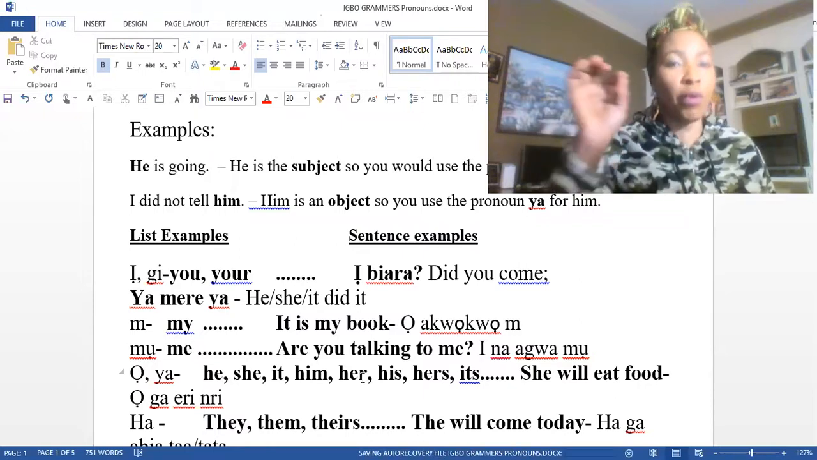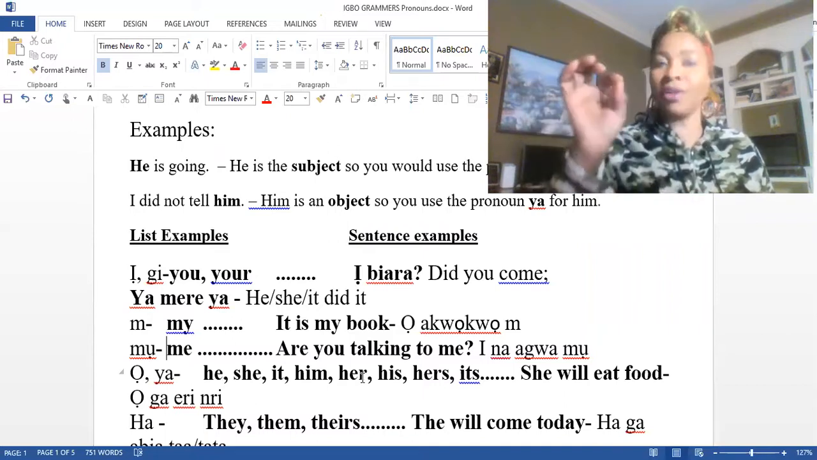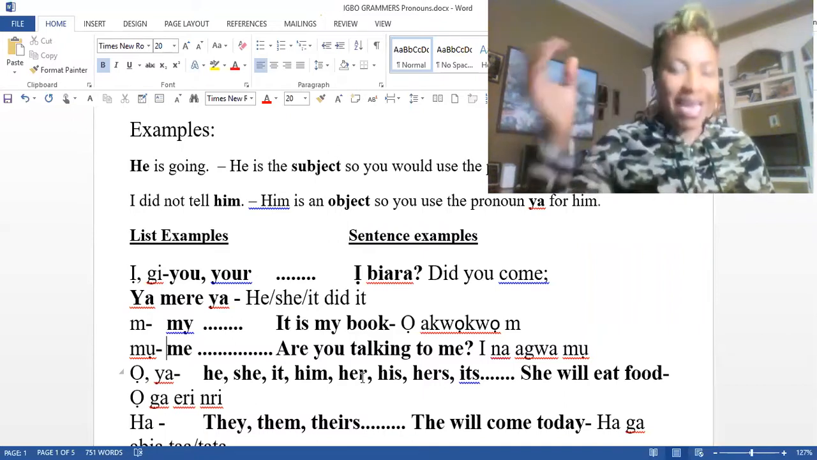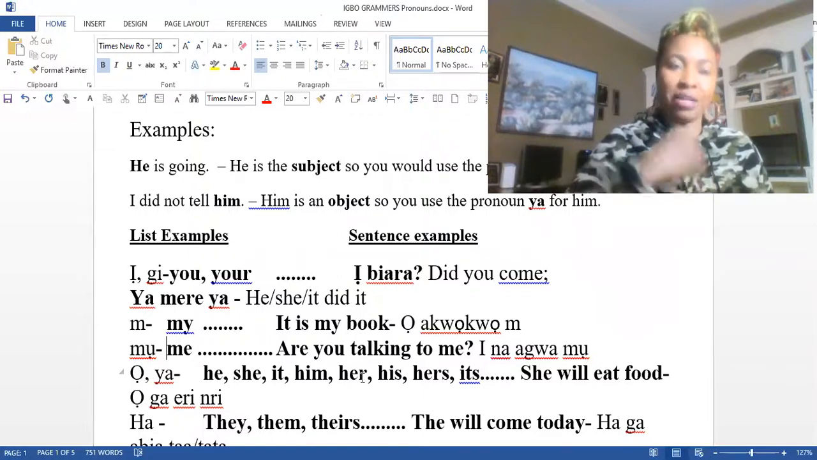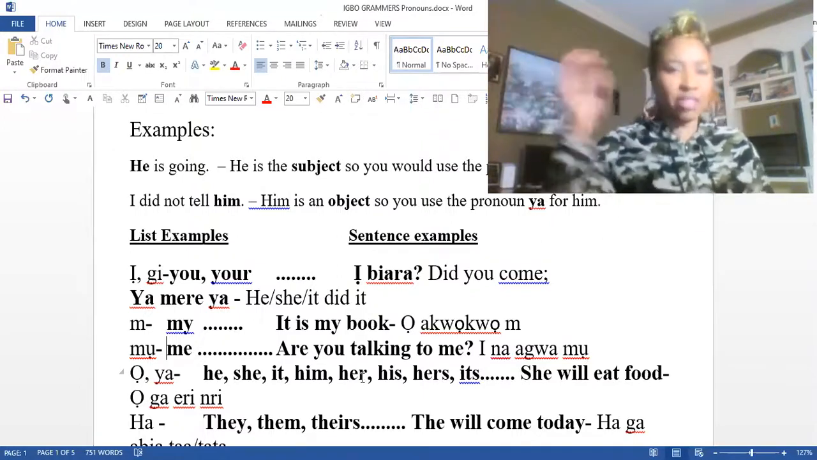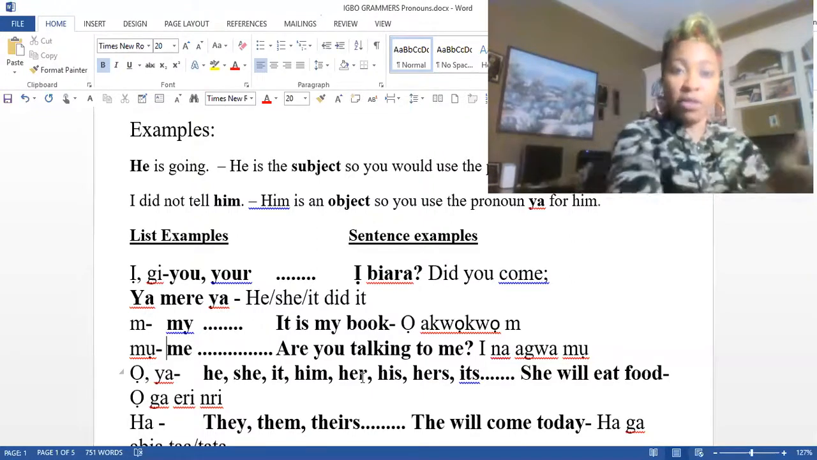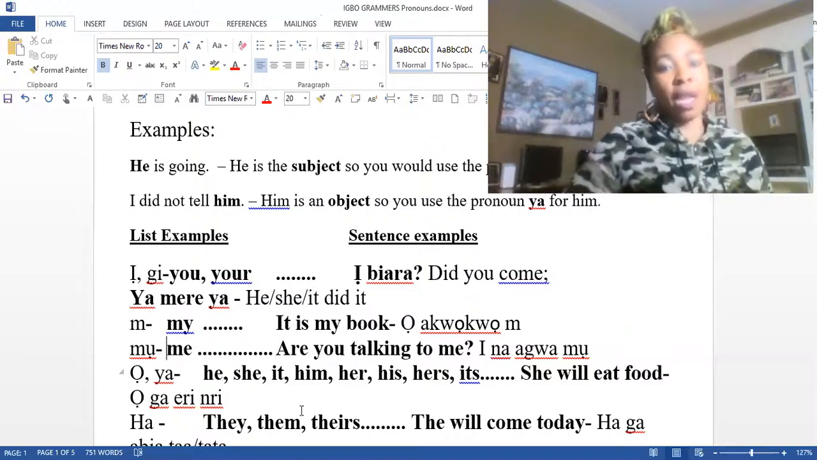The correct one is ị na-agwa mụ. Okay, so it's not ị na-agwa m. Now, are you telling me? Or are you telling me that this is not right? Are you talking to me? You know, something like that. So pay attention when you are using it in a sentence.